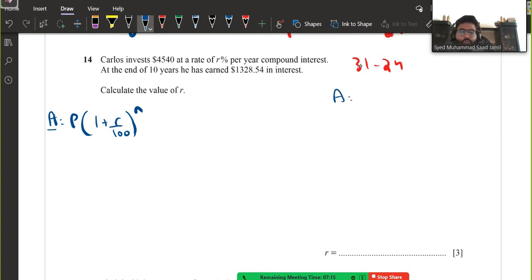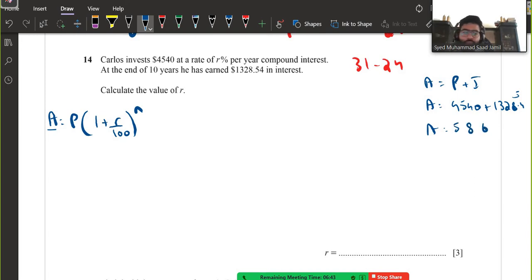So A is equal to principal plus interest. So this becomes 4540. Let me write this more towards the right so that I have more space left. So A equals P plus I. A equals P, which is 4540, plus I, which is 1328.54, my bad, 54. So this turns out to be A equals 5868.54. Now we can easily solve this question.